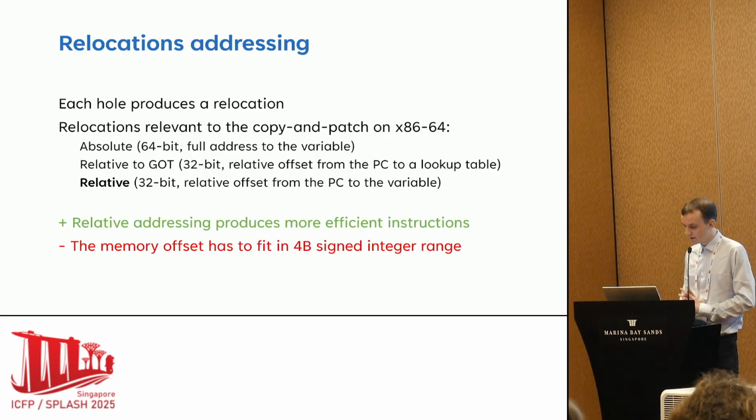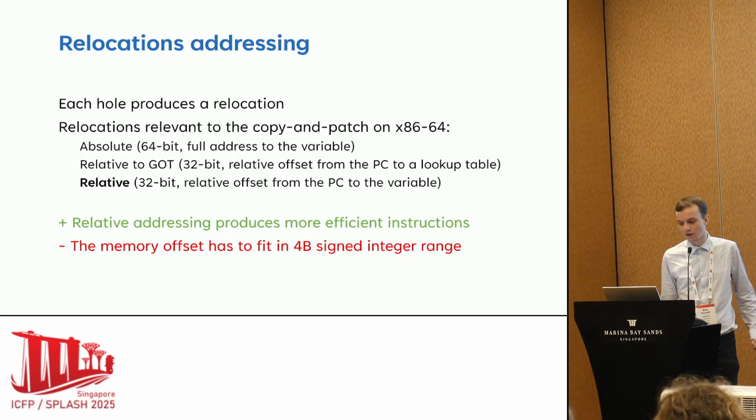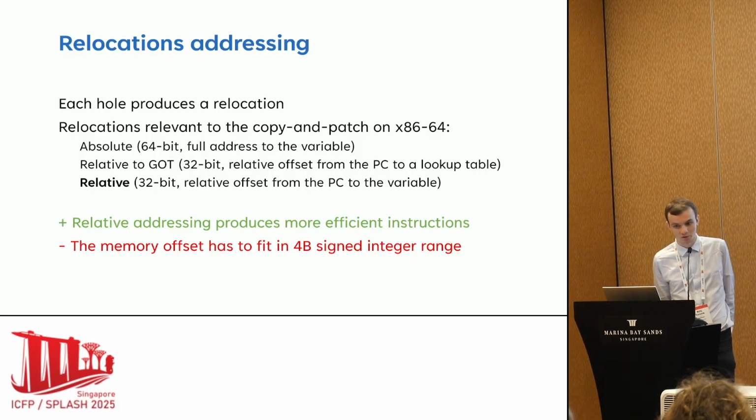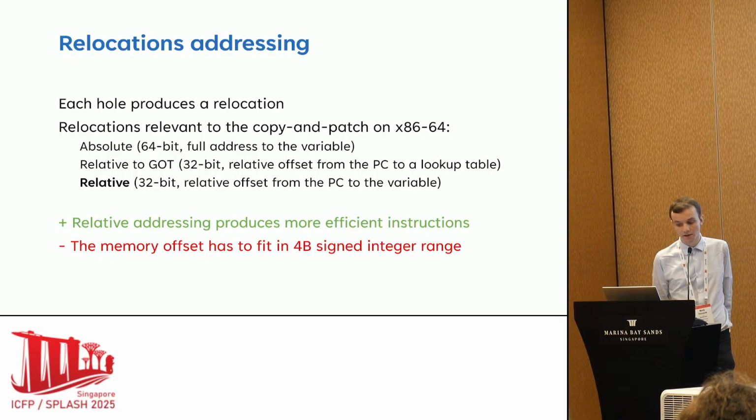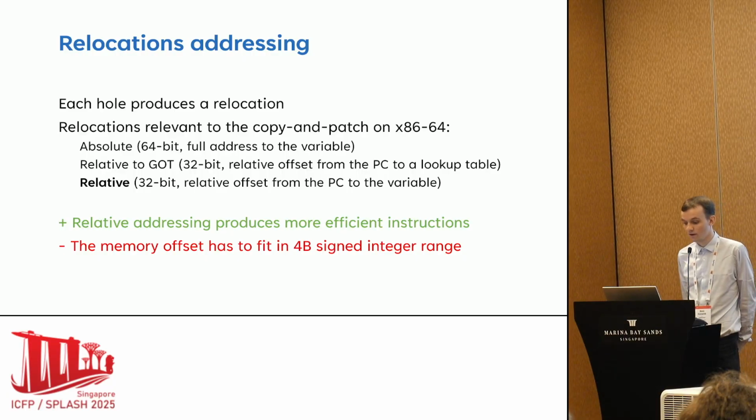Now, to talk about the last discussed optimizations, we must first address how relocations addressing works. Relocations are crucial for the copy and patch, as this is the method used to create holes in the stencils. So relocations on x86-64 can be, for our use case, simplified to 3 types. Absolute, which contain a full 64-bit address to the variable that we want to relocate. Relative to global offset table, which is a 32-bit offset from the program counter to a lookup table where the address to the variable is stored. And a relative addressing, which is the relative offset from the program counter directly to the variable.